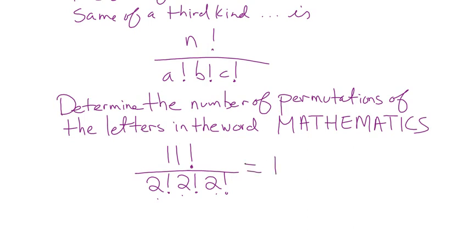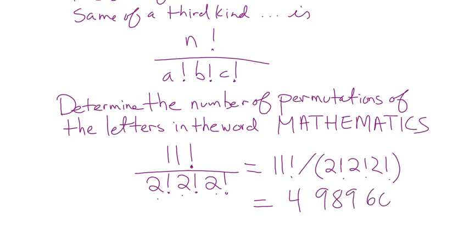So if you do that on your calculator, you're going to go 11 factorial divided by, and then put down brackets. Right, so that you work that out. And what do we get? Number, please. 4,989,000. Agreed? Disagreed? Agreed? Okay, take your word for it.